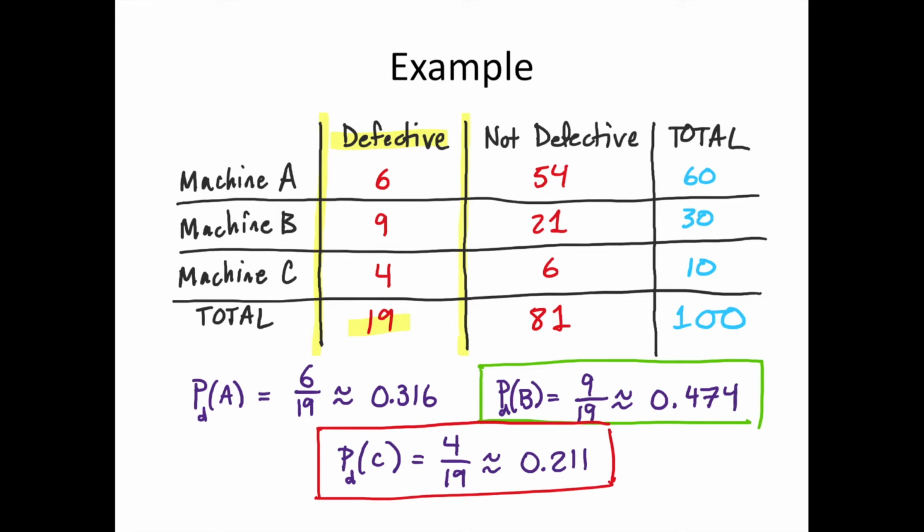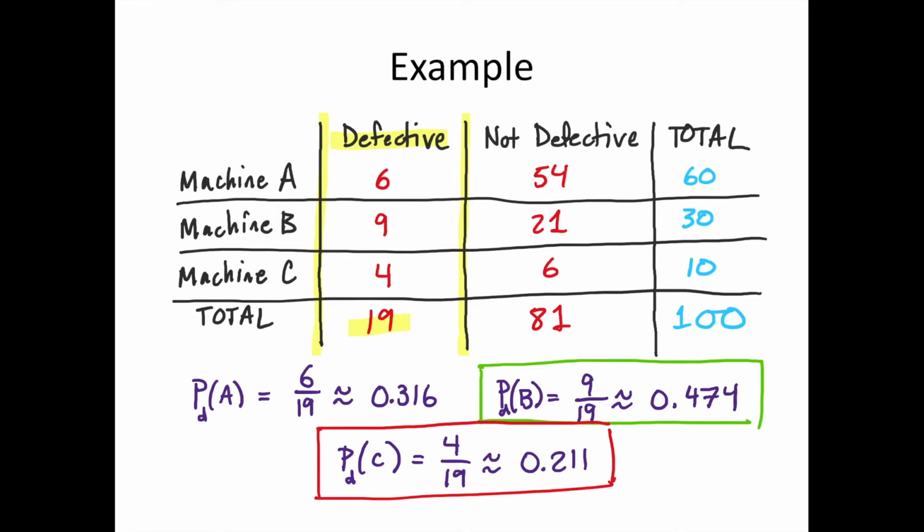Likewise, for machine B, its likelihood of producing the part will be 9 out of 19, or 0.474. Finally, the likelihood that C produced the defective part would be 4 out of 19, or 0.211. Note that these 3 probabilities add up to 1. They are an acceptable assignment of probabilities. They obey all the rules of probability set forth in our previous week's lecture.